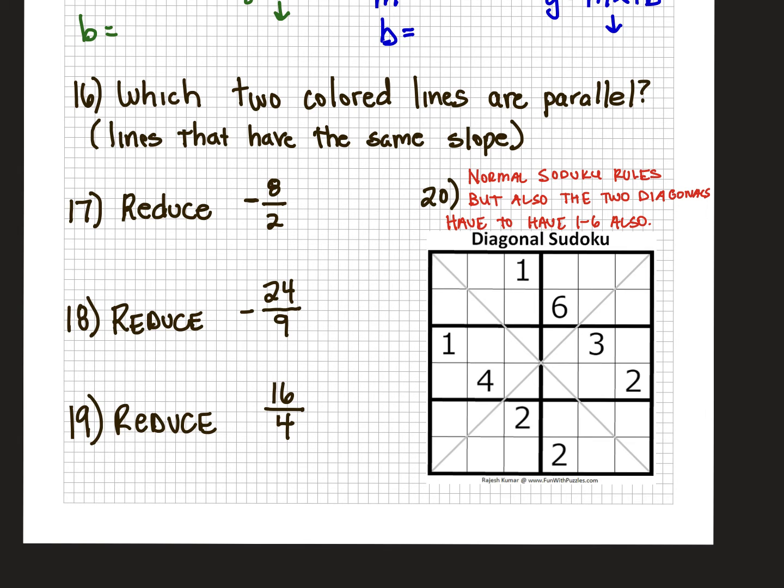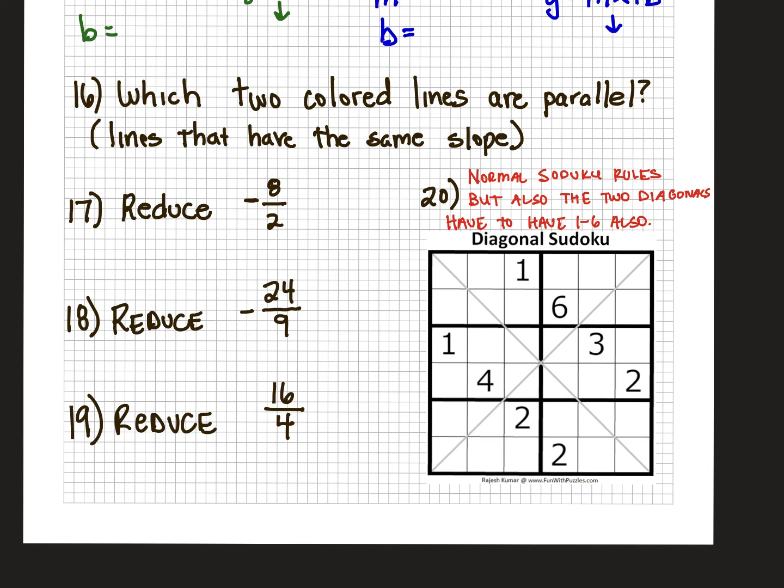And 20, this is a normal Sudoku. Go ahead and try to figure it out. There are numbers 1 through 6, but there's an added rule for this one. This one's called a diagonal Sudoku. You see the diagonal lines going left to right and right to left? That means there's also just one each of the numbers 1, 2, 3, 4, 5, and 6 across the diagonal as well.